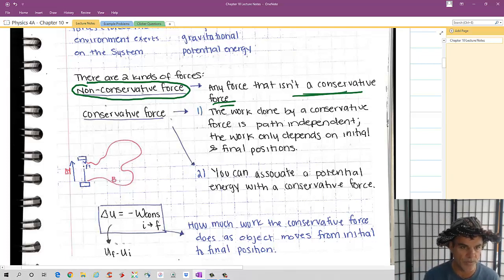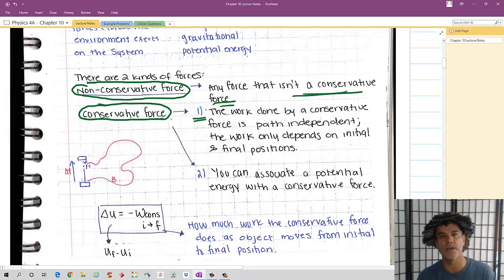A conservative force pretty much has two main properties. The first one is the work done is path independent, meaning it doesn't matter how the object got from its initial position to the final position. The work done is only going to depend upon the initial and final positions, not how it got there.